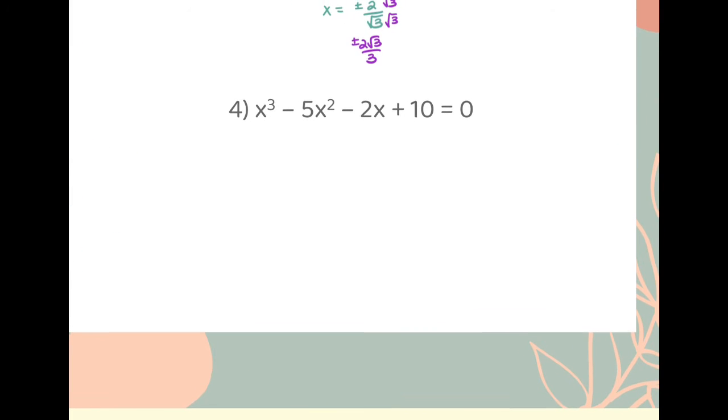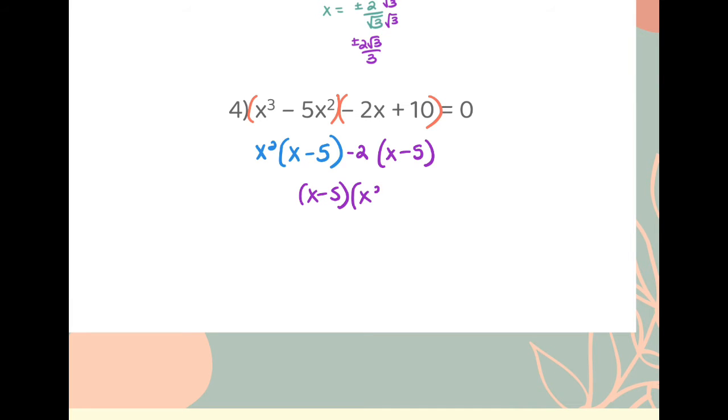Four is similar to that one. Factor by grouping. There's 4 terms. From the first set of parentheses, I can take out an x squared, and I get x minus 5. Second set of parentheses, I take out a negative 2, and I get x minus 5. The x minus 5 repeats, and the x squared minus 2 gets grouped together.